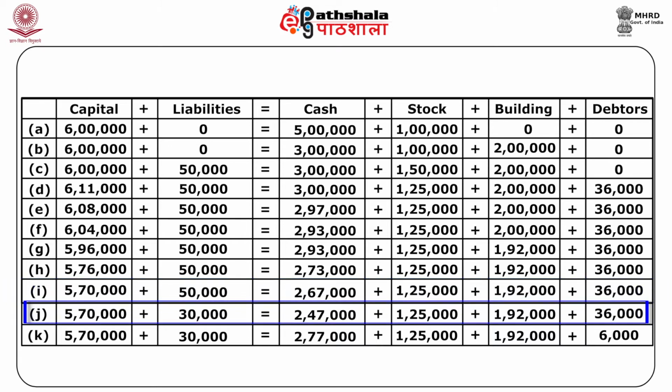Now come to J part, 5,70,000 of capital plus 30,000 of liability will give you 2,47,000 of cash plus 1,25,000 of stock plus 1,92,000 of building as well as 36,000 of debtors again. And on the K part, the capital of 5,70,000 plus 30,000 of liabilities will give you 2,77,000 of cash plus 1,25,000 of stock plus 1,92,000 of building as well as 6,000 of debtors.